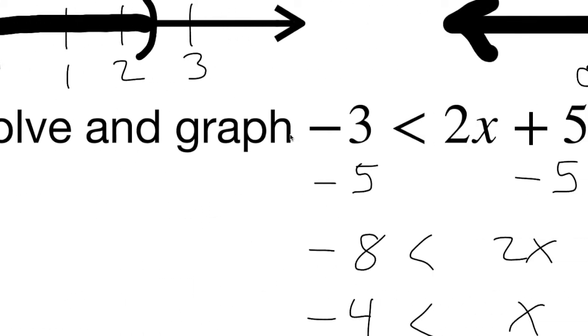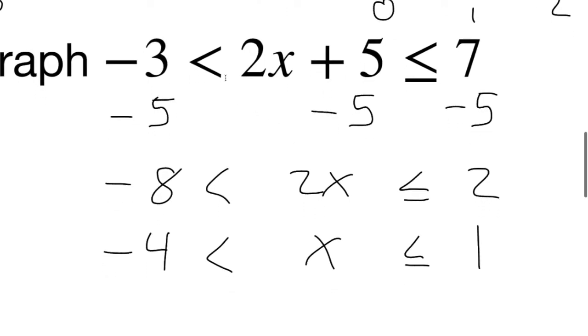Next, example 3, solve and graph. Here we've got 2 symbols over here. What you've got to be able to do is you've got to be able to solve for x. Your goal is to put x all by itself right here and just get numbers on the outside. The way you do that is you undo the addition, you undo the multiplication, and you get negative 4 is less than x is less than or equal to 1.